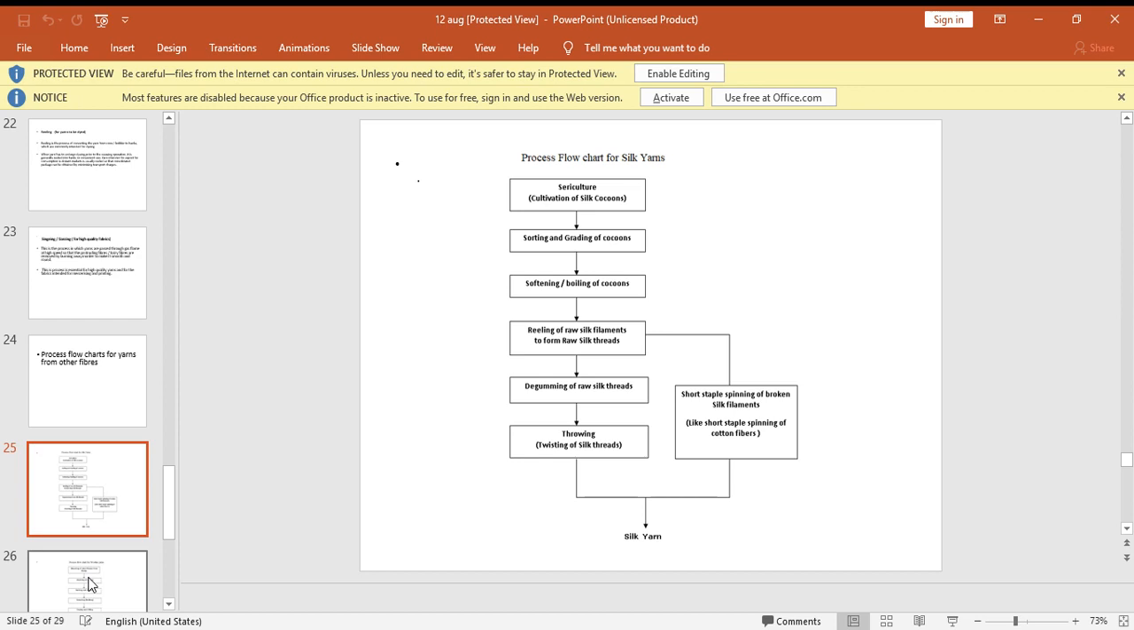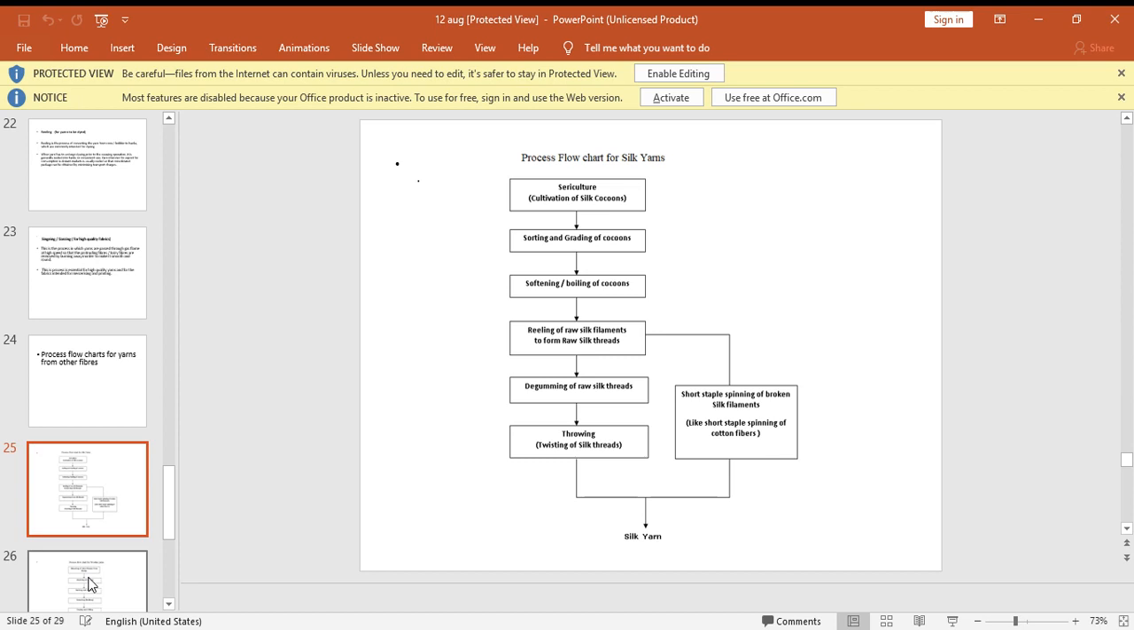And in another process, we can go from reeling of raw silk filaments to form raw silk threads to short staple spinning of broken silk filaments, like short staple spinning of cotton fibers. That means wherever the silk yarn breaks during the process, it can again be made into silk yarn.